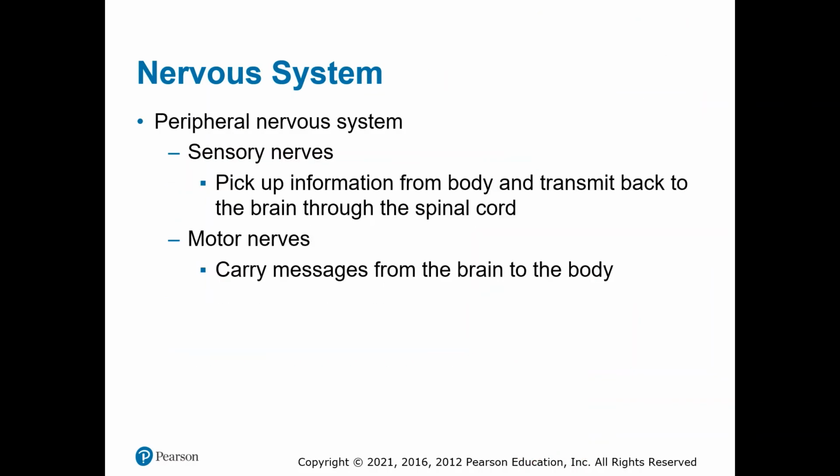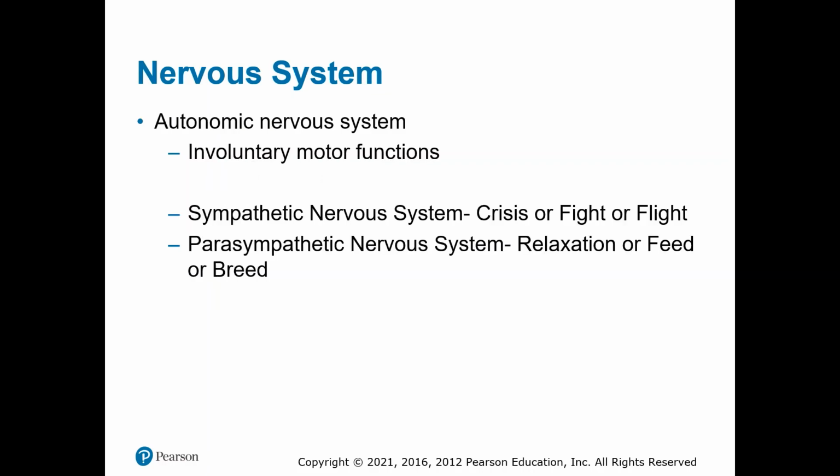The peripheral nervous system is your sensory nerves. These pick up information from the body and transmit back to the brain through the spinal cord, and the motor nerves carry messages from the brain to the body. Your autonomic nervous system has 2 different systems in there. It divides up into 2. This includes the involuntary motor functions. When we split the autonomic system, we split it into the sympathetic nervous system and the parasympathetic nervous system.